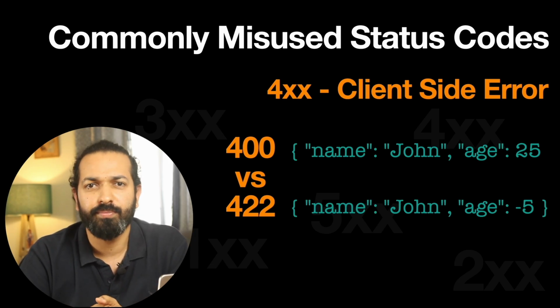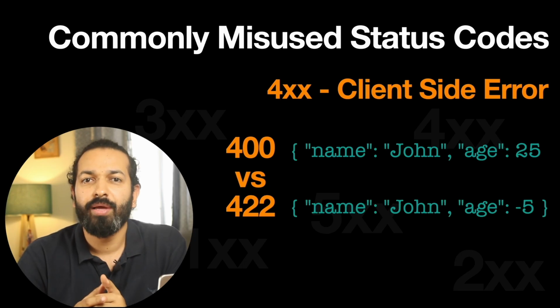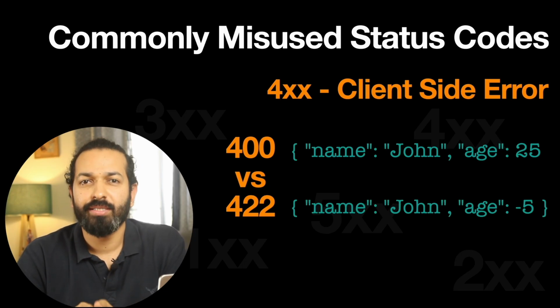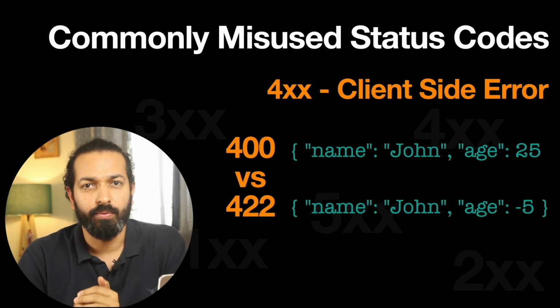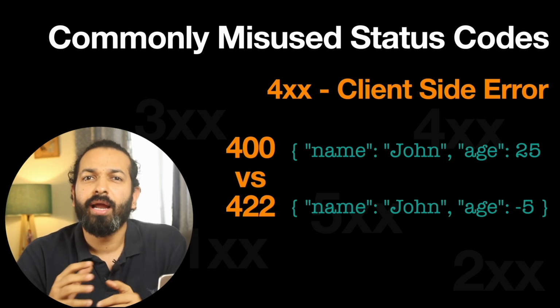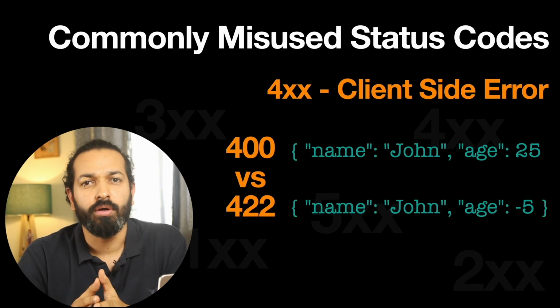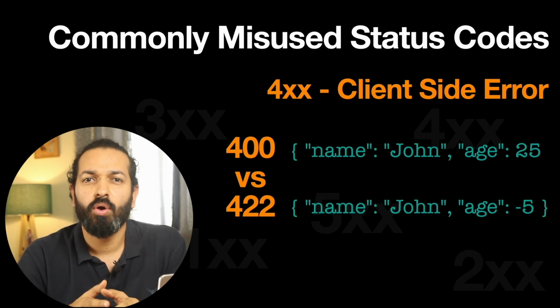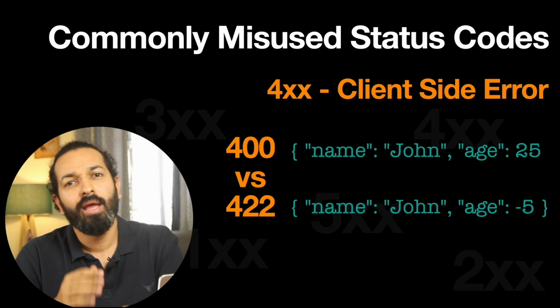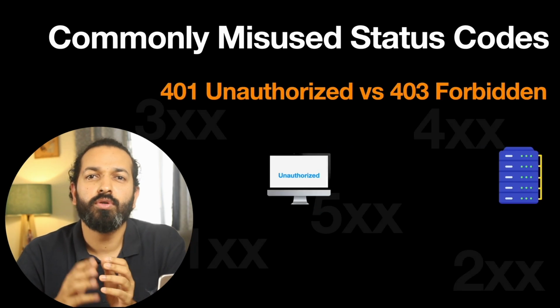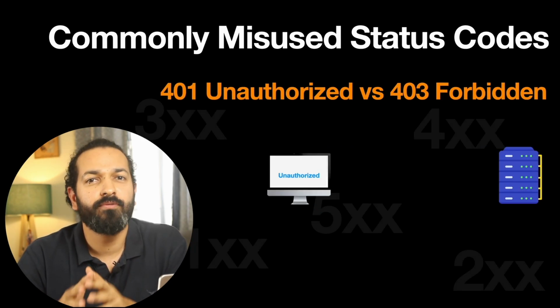So it totally makes sense to send 400 in this case. It's a bad request. Now look at the second JSON. Here, the request format is valid, but the data inside it doesn't make sense because the age cannot be negative. So here you should return 422. With this, the client will get a better understanding of what's wrong, whether it is a syntax issue or a semantic issue. Next in this series, it's 401 unauthorized versus 403 forbidden.